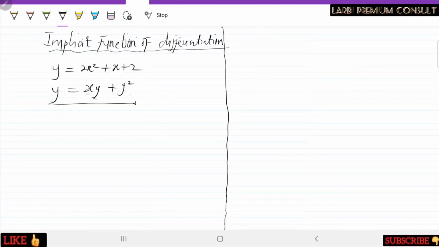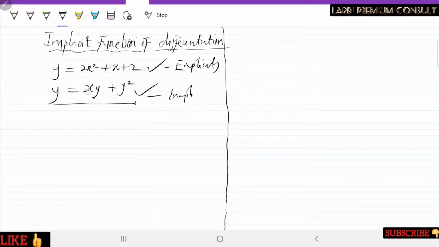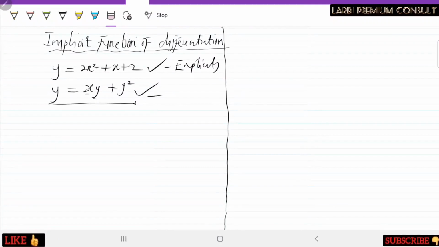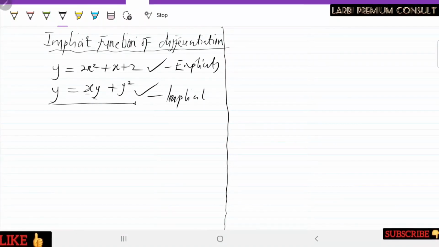So when you see an expression of this form, we call it an implicit function. And expressions of this form are called explicit functions. And this expression is called an implicit function. So an expression where you have two or more variables involved, where you cannot separate them at the same time, we call an implicit function.